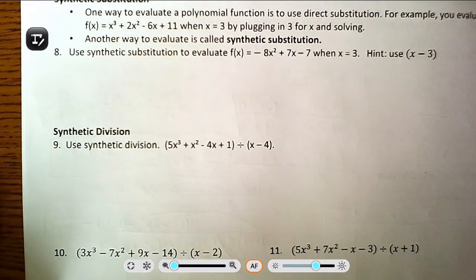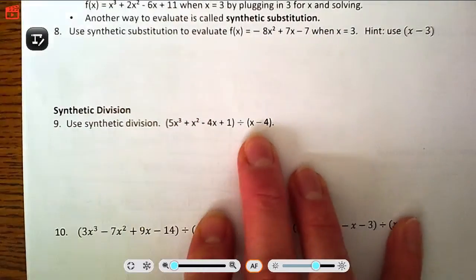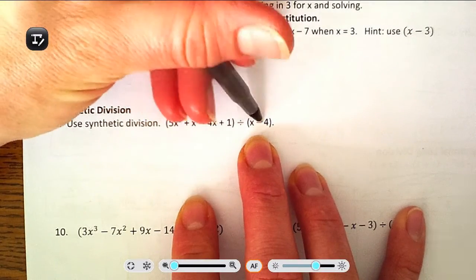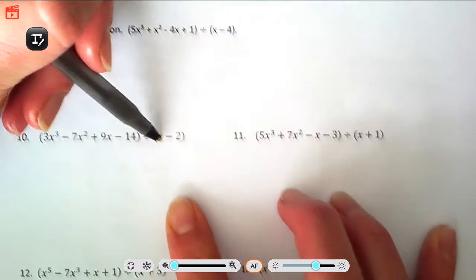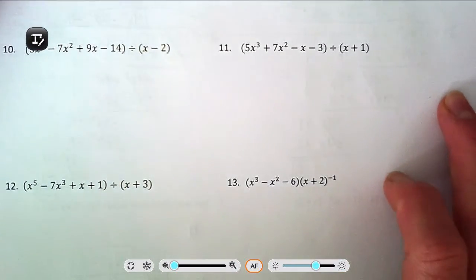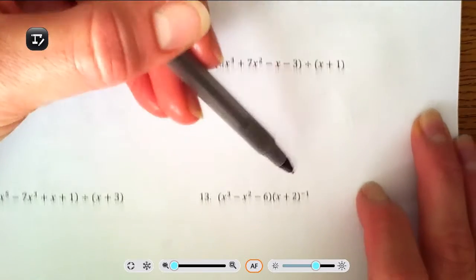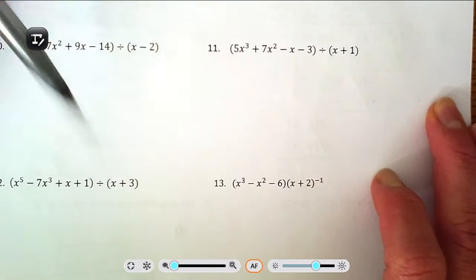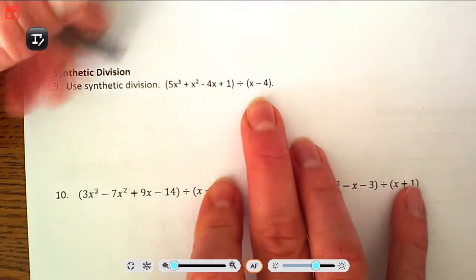Okay, I'm going to skip to number 9 down below using synthetic division. Synthetic division says to take this polynomial and to divide by x minus 4. Now, in the case of the entire side of the worksheet here, or notes packet here, I have all x coefficients of 1s. When you have an x coefficient of 1, you have the advantage of being able to use synthetic division. It's a lot faster.